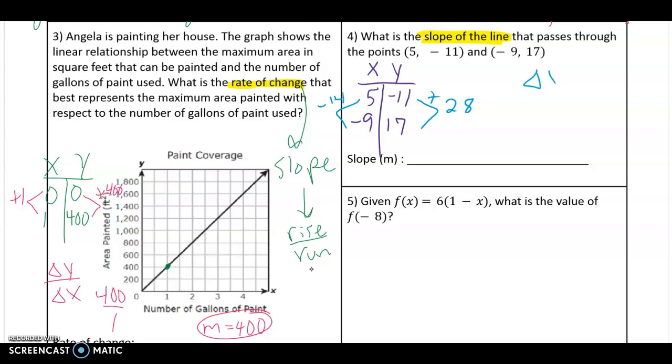Now we find the change in the y divided by the change in the x. The change in the y is 28. The change in the x is negative 14. And 28 divided by negative 14 is negative 2. Make sure you actually divide them, please. Okay, don't leave it as a fraction. You should reduce it as much as possible. Type it in your calculator. 28 divided by negative 14. It is negative 2.